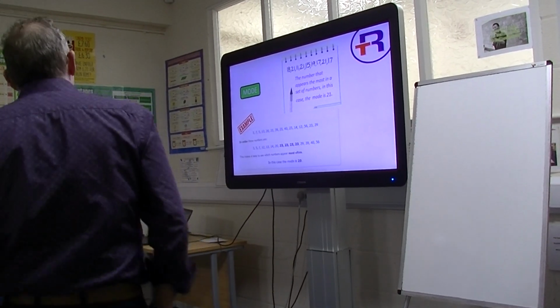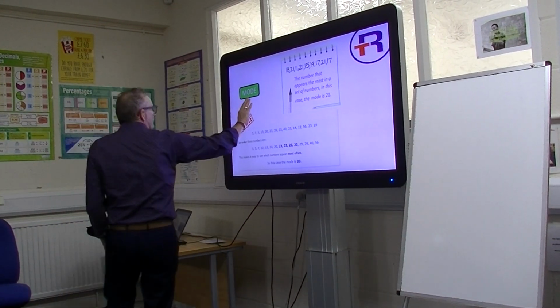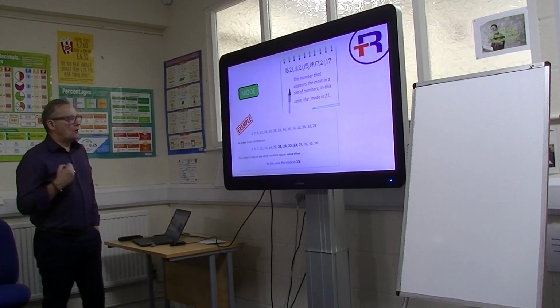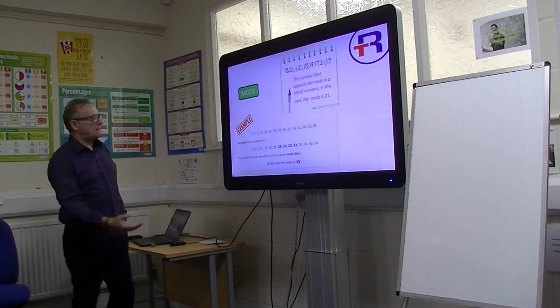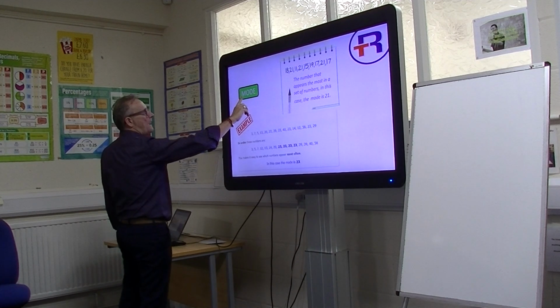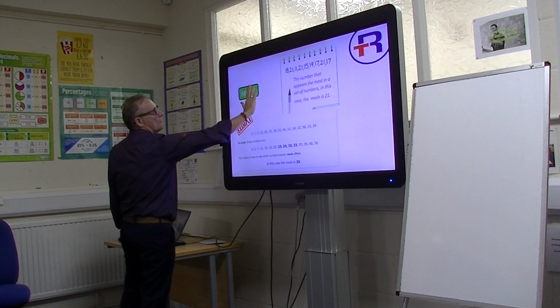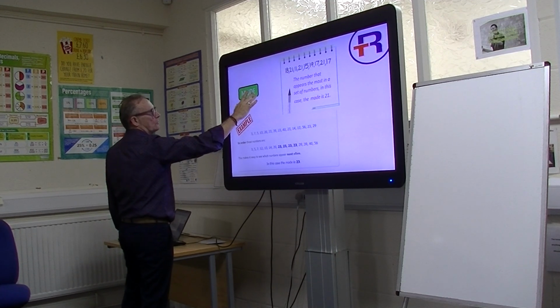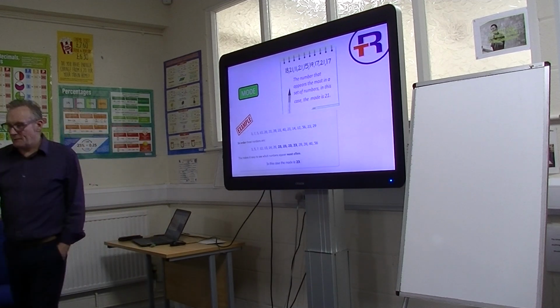So now we're looking at the mode. The mode is the number that occurs the most. Easily recognisable because MO: mode, MO: most. Yeah, most mode. It's the number that occurs the most often.